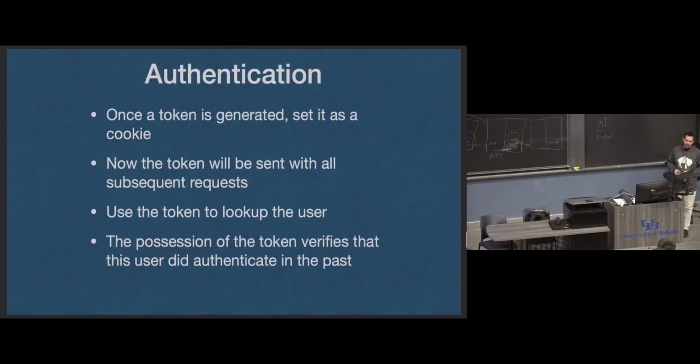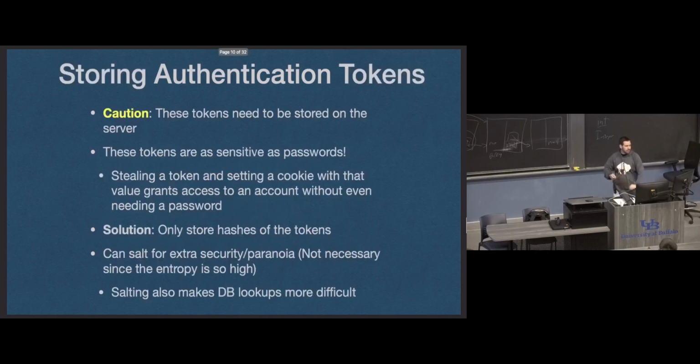Okay. We generate a token, we set it as a cookie, and we need to store this in the database. We're going to store this in the database so we can look up the user. And this is where our conversation is going to take a turn like it did last time, and we have to talk about how we're going to secure these things. We have very sensitive information here that we're storing in a database.